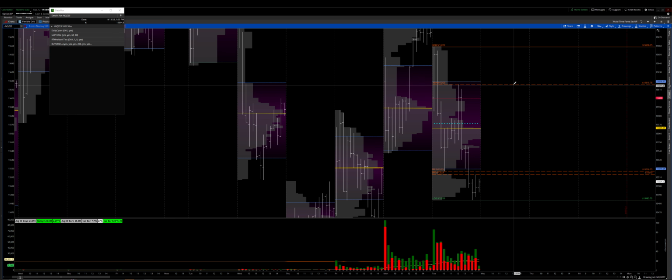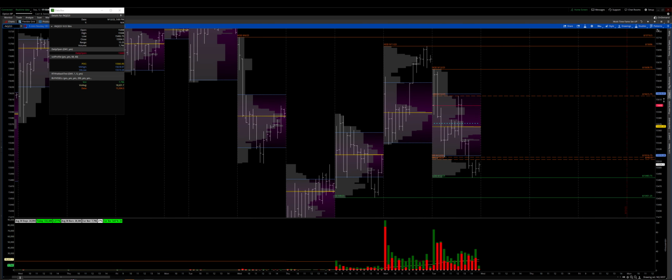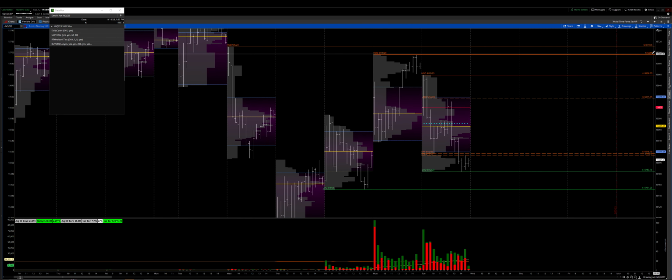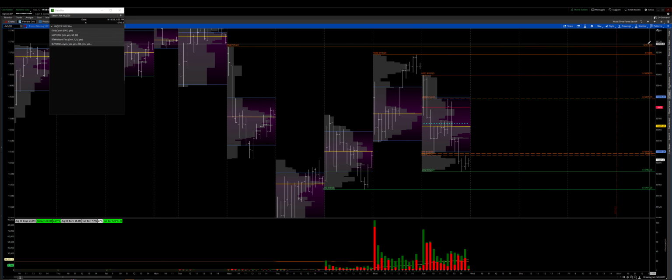If we do find acceptance above 15,615, you will look to rotate and take out the day's high at 658. The next high day target is 696. And then above that, 710.50 is our balance high of day.